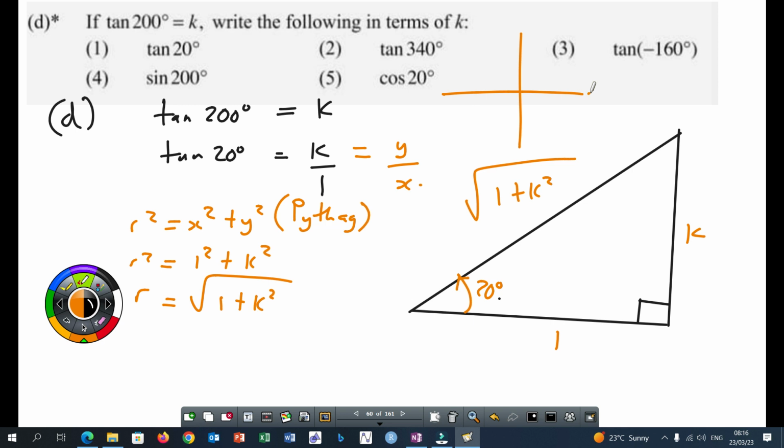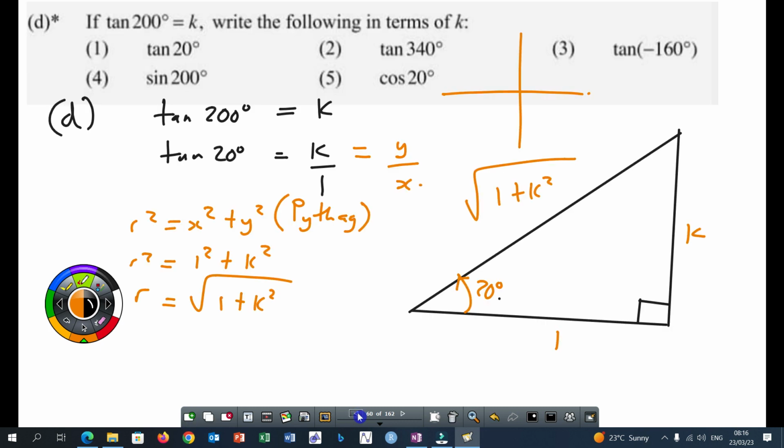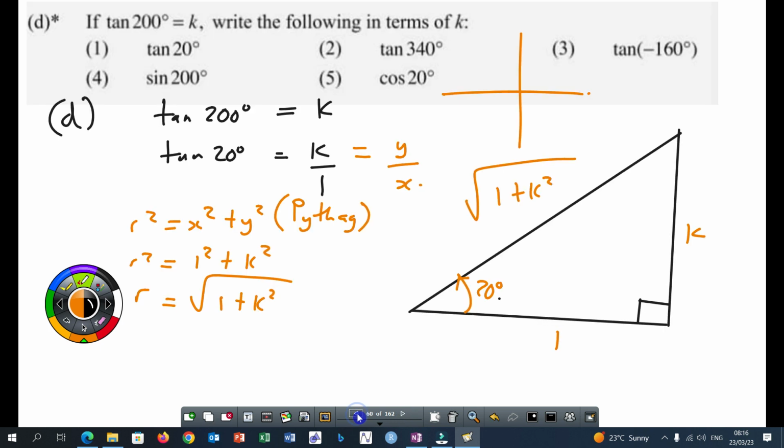Alright. So from there now, let's answer the question. The first question is tan 20. Do you see that we have to get tan 20? That's why you need to reduce that 200 to what? 20 degrees. So tan 20 degrees, I don't have to stress about this one, it's equal to k. No stress there.